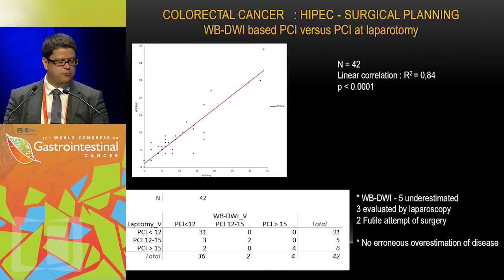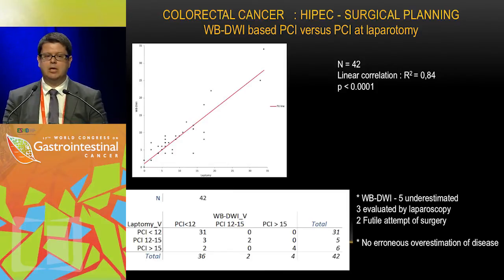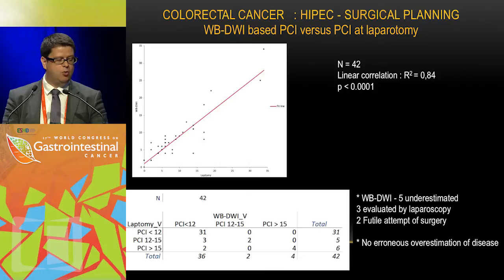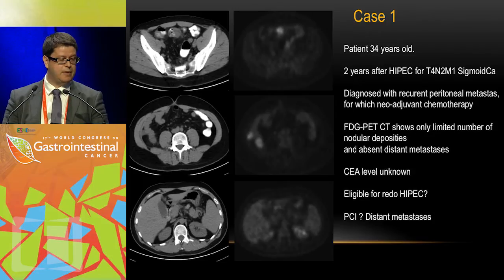Importantly also, we had 4 patients who did go to laparotomy in an attempt at debulking surgery with HIPEC, for instance because of young age, where we said that they had an extremely high PCI, and all 4 were confirmed at laparotomy to have a high PCI.